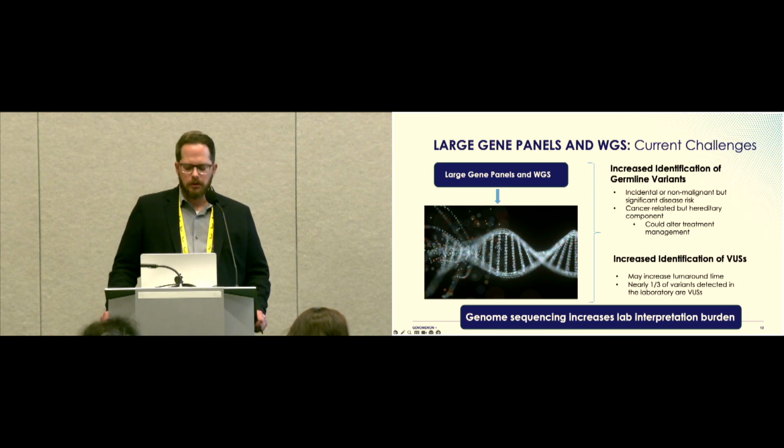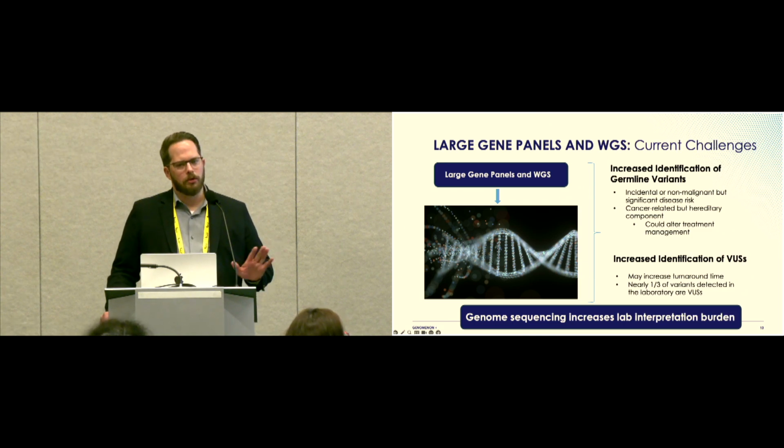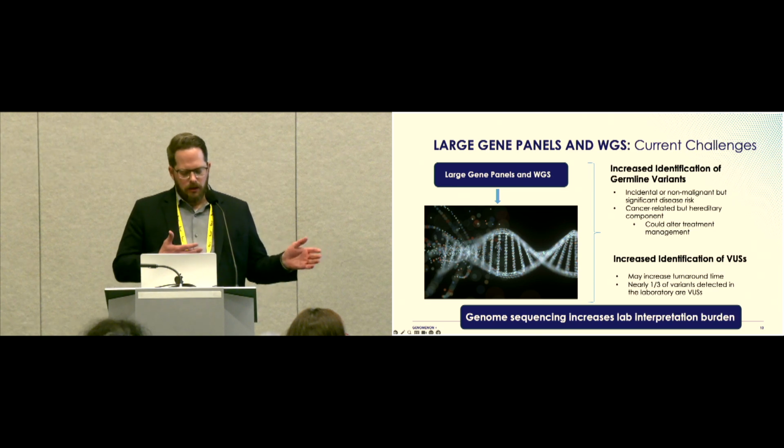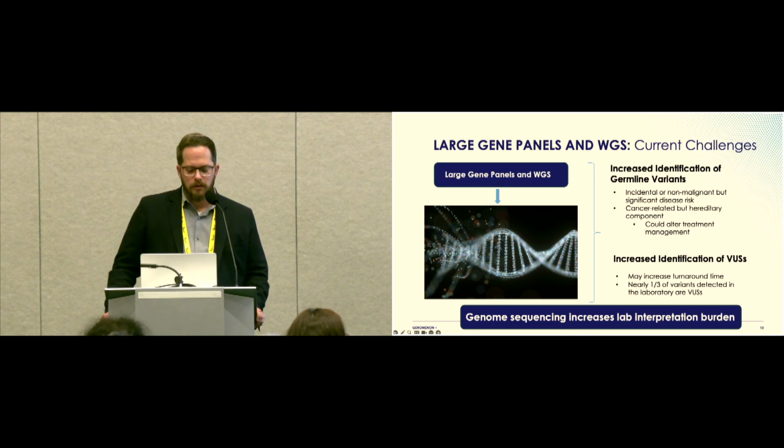There's also this specter of, that undoubtedly many of you are familiar with, the variant of uncertain significance. So this is a scourge in rare disease. We see this all the time. In this case, for cancer, the proportion of variants that are VUS is about a third. In rare disease, it's much higher. These are variants of uncertain significance for which there is insufficient evidence to determine pathogenicity unequivocally.